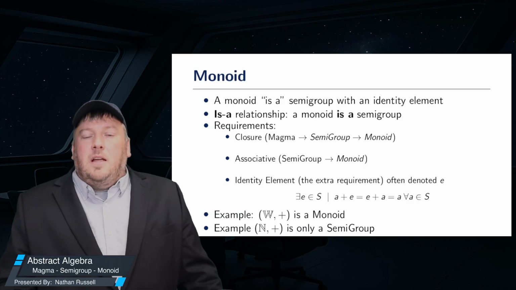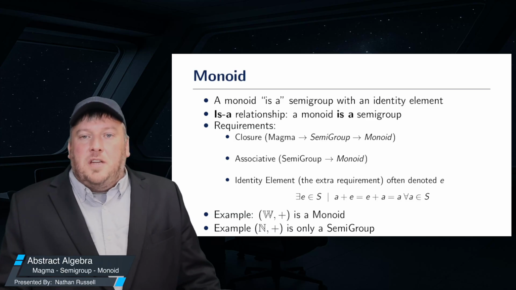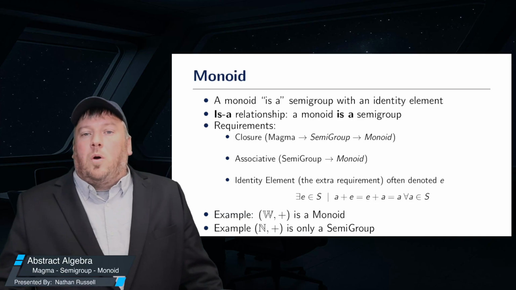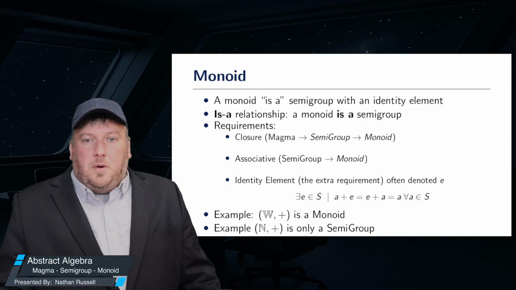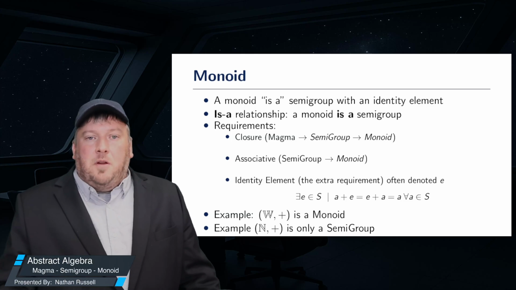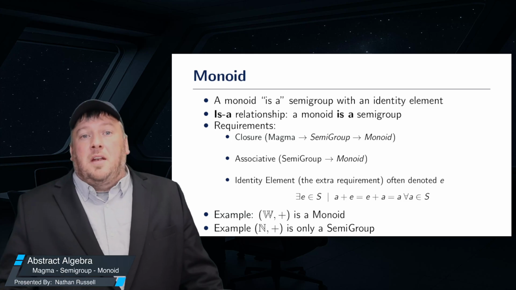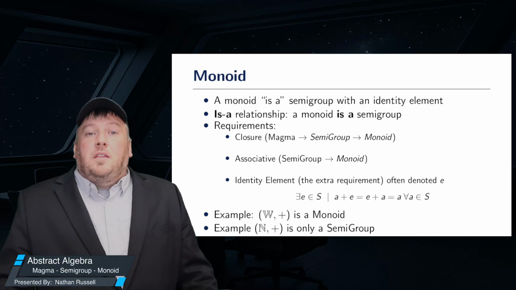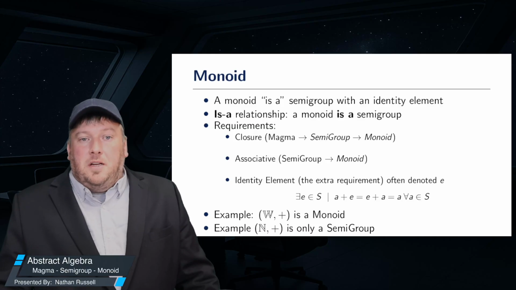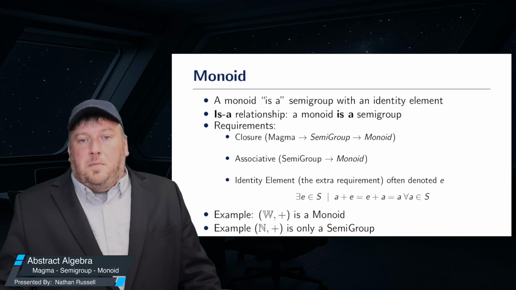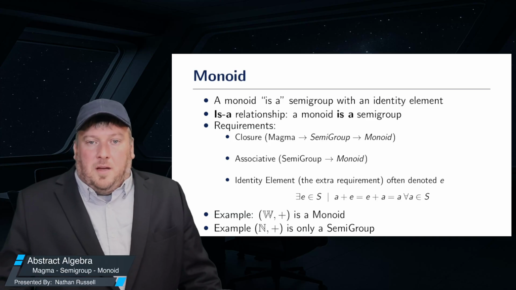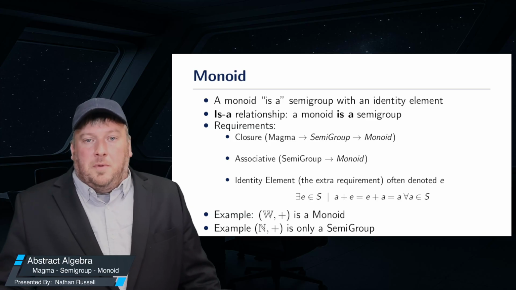An identity element, think of that as kind of being the 0 under addition or the 1 under multiplication. Anytime you add a number to 0, you get that number back. Anytime you multiply a number by 1, you get that number back. So the whole numbers under addition form a monoid. The set of natural numbers do not, because the identity element 0 is not part of it under traditional arithmetic.